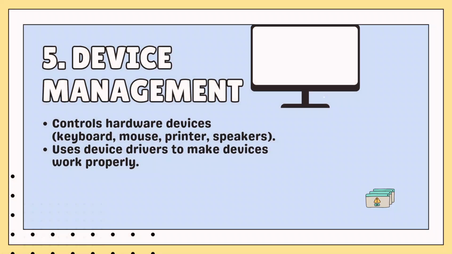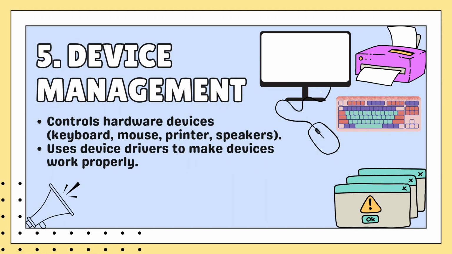Now coming to the fifth one, device management. Device management controls input and output devices like keyboard, mouse, printer, monitor, and acts like a translator between hardware and software. For example, when you press a key, the operating system makes sure the letter appears on the screen. This is called device management.